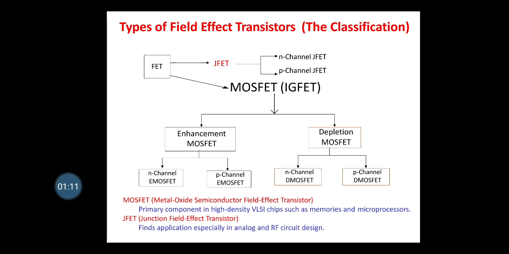In that you have two types, that is N channel JFET and P channel JFET. And MOSFET is metal oxide semiconductor field effect transistor. MOSFET is classified as enhancement MOSFET and depletion MOSFET. In enhancement MOSFET, you again have two types, N channel MOSFET and P channel MOSFET. And in depletion also you have N channel and P channel MOSFET.